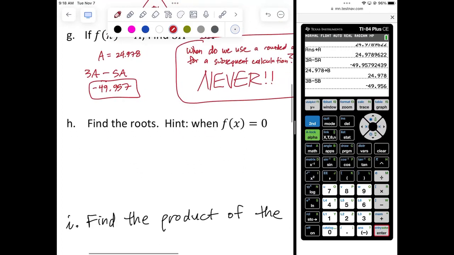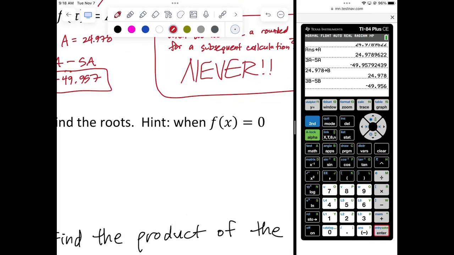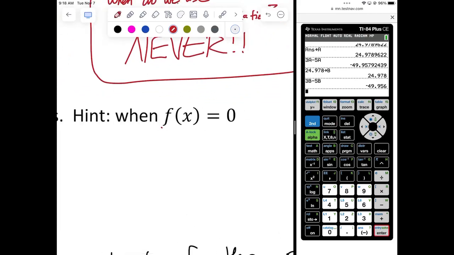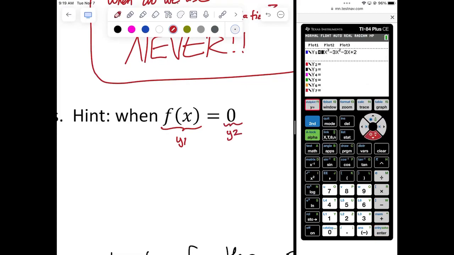Okay, the other thing that we like to do is find the roots. Now here's how I have you find the roots. I have you graph the function y1, and then I have you graph 0 and y2. So let's go ahead and do that. We'll go to y2, and we'll graph 0. And you should see the red line up here.